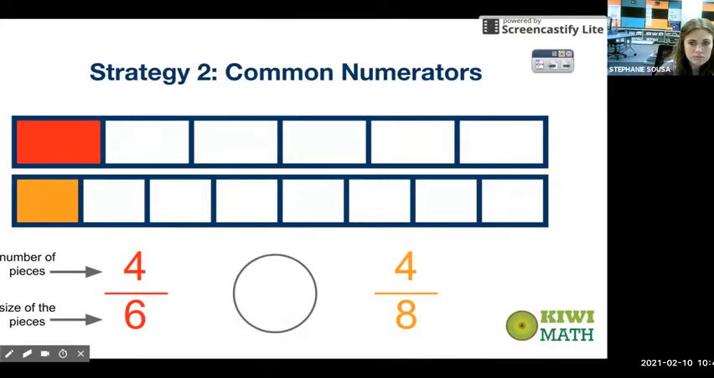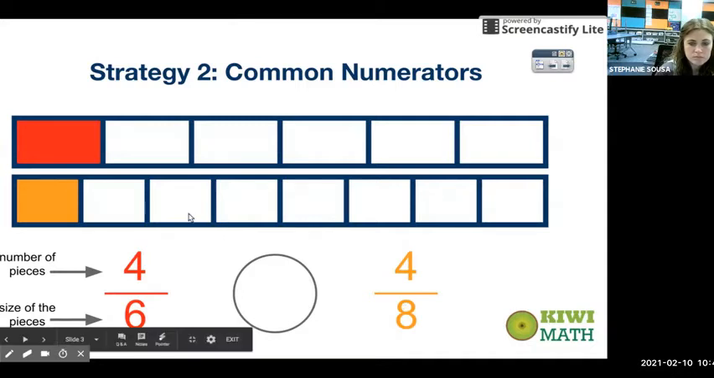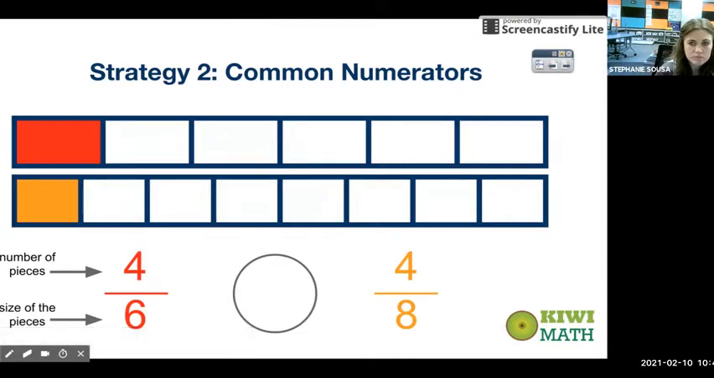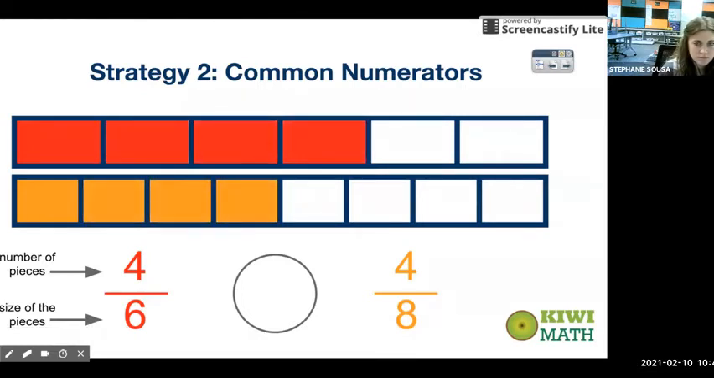And why is that? If we're taking the same size whole and we're splitting it into more pieces, each of those pieces is going to be smaller. Therefore, if you have a greater denominator, each piece is going to be smaller. So if we know that one piece that's a 1/6 is greater than one piece that's a 1/8, then if we have 4 pieces of each, you could clearly see that 4/6 is greater than 4/8.